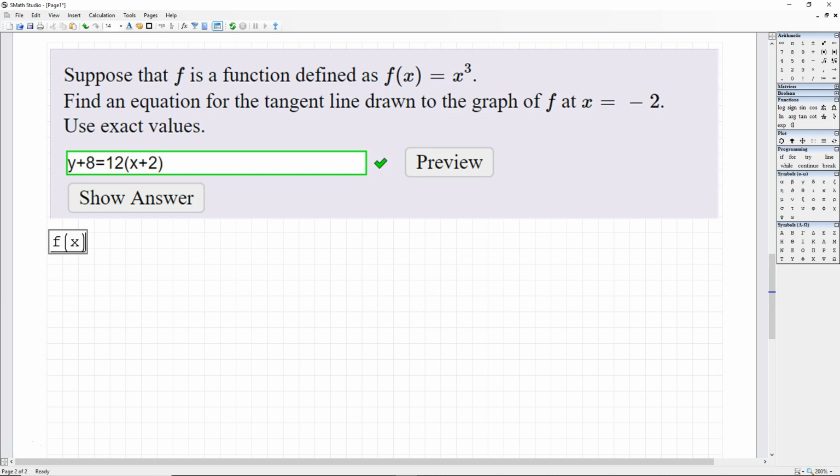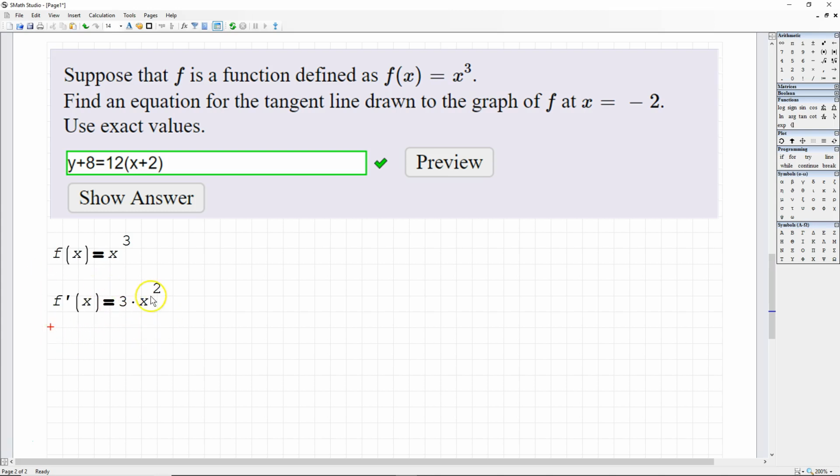Here's our function. So f of x equals x cubed. And what you need to do is find f prime first, which is the derivative. So f prime of x. Use the power rule. Because it's x cubed, you're going to bring the 3 down, put the x, and subtract 1 from the 3 to get 2 in the exponent. So that's the basic power rule, 3x squared.